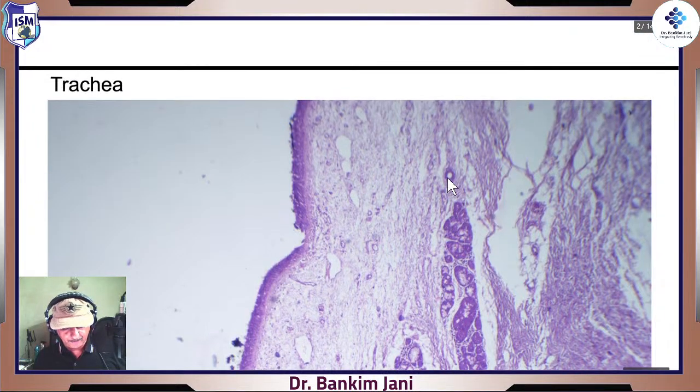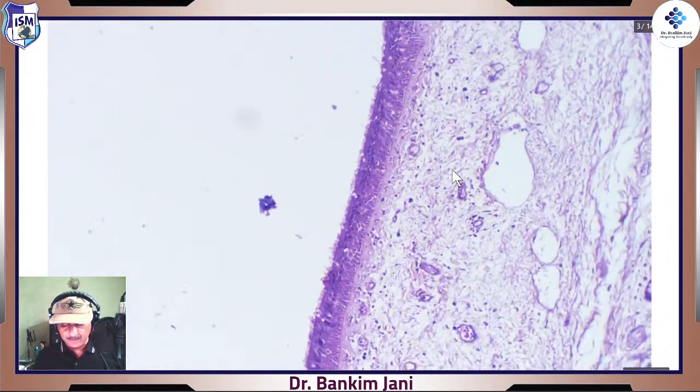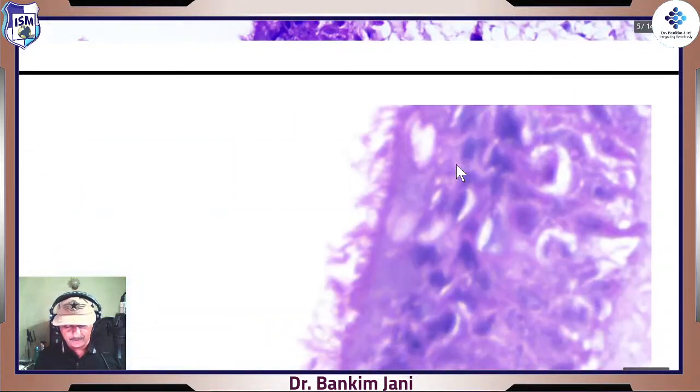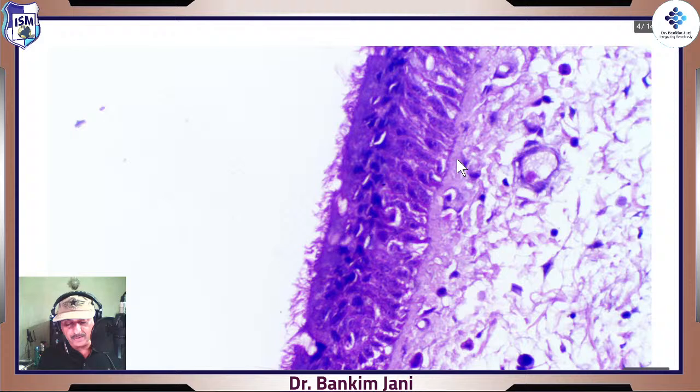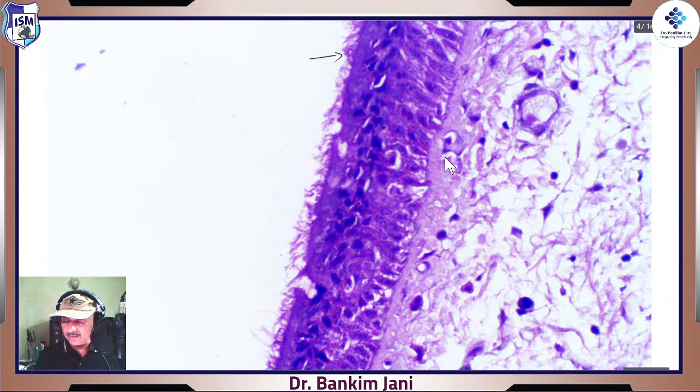So let's see how they look. So trachea, that's trachea, right? And as we go deep, it has already started showing that there are cilia. But this time our focus is on these cells. See the cells. The look itself is telling that as if there are so many layers. Right? So many layers. See, all these nuclei are at different levels. That's what is seen.